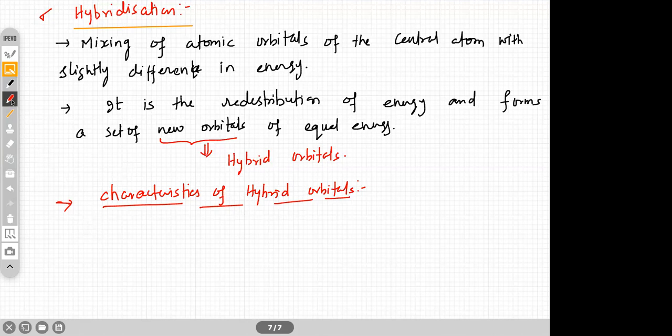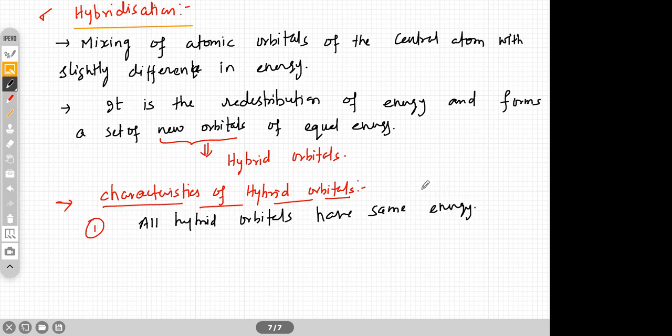First point, write down. All hybrid orbitals have same energy. Already I have given you this. Have same or equal energy. Yeah, it is hypothetical only.